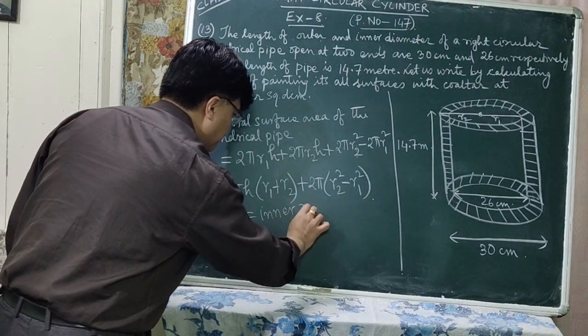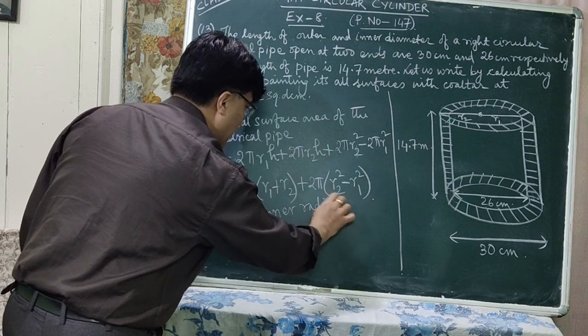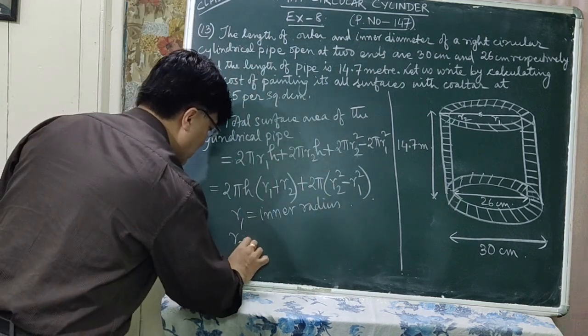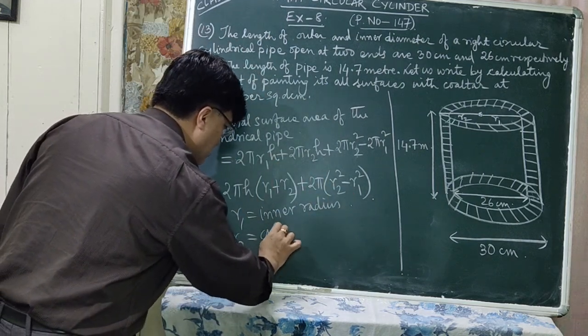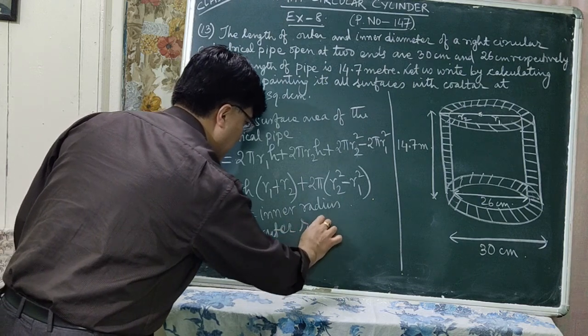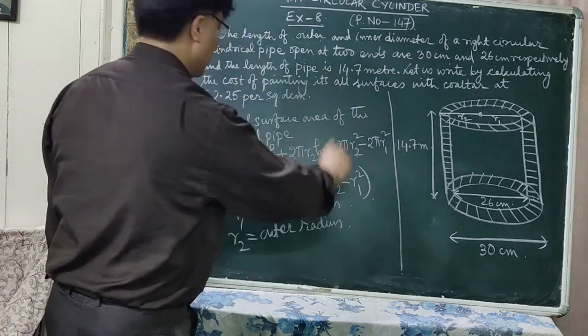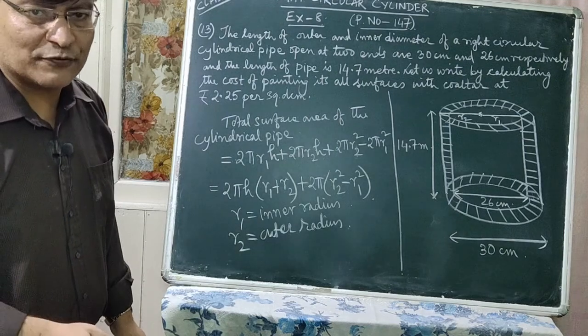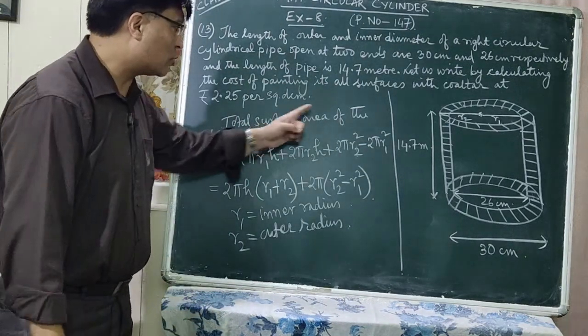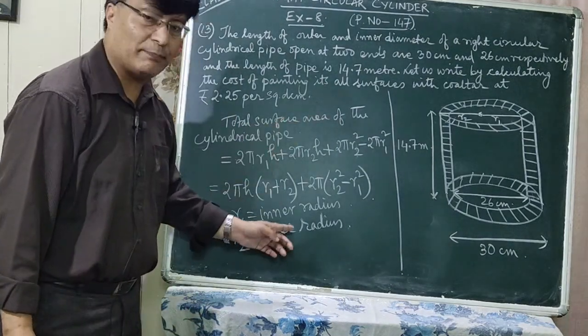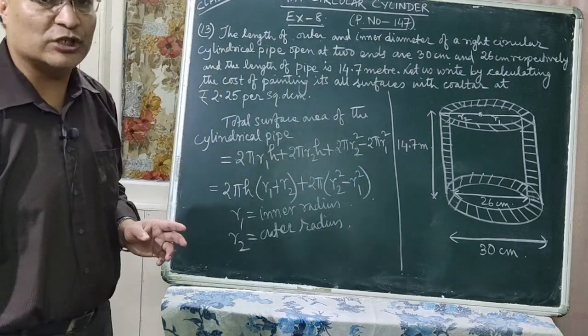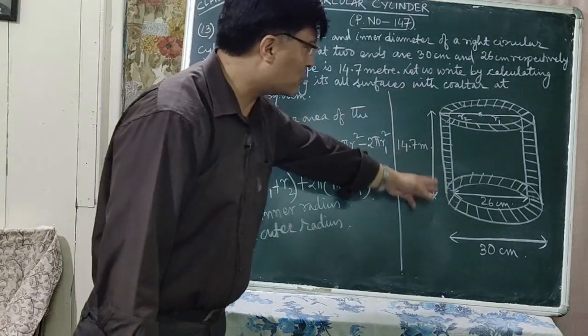Now here r1 is equal to the inner radius, and what is r2 here? r2 is the outer radius. So is that clear to all of you? This is the total surface area of the cylindrical pipe. This is the formula that you should use here. So I think you have understood this figure.